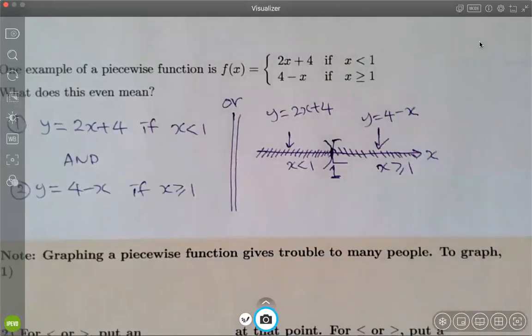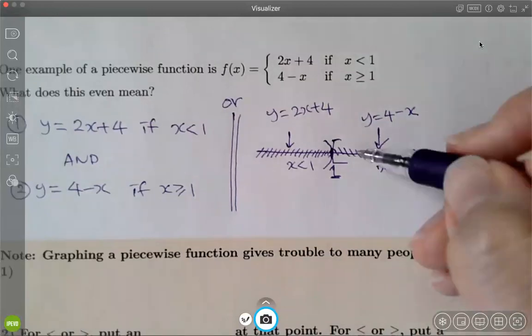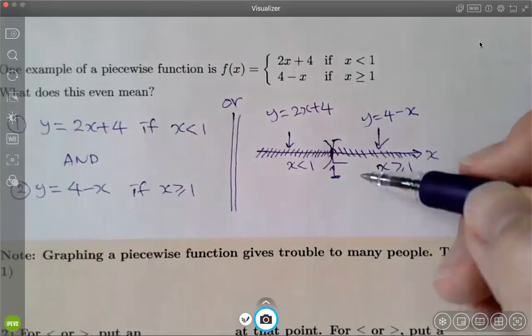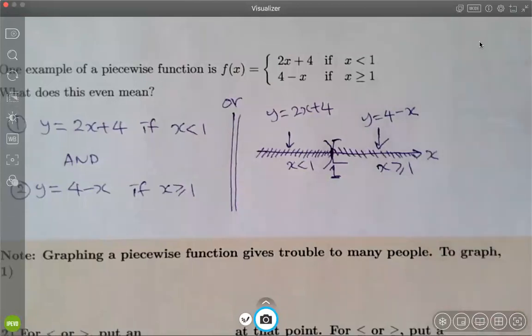And now for all the values in this right region, they are controlled by 4 minus x. Okay, so what does that mean? For all the values in the right-hand region, including 1, they need to be plugged into 4 minus x to get the output. Okay, so basically there are, how can I express?